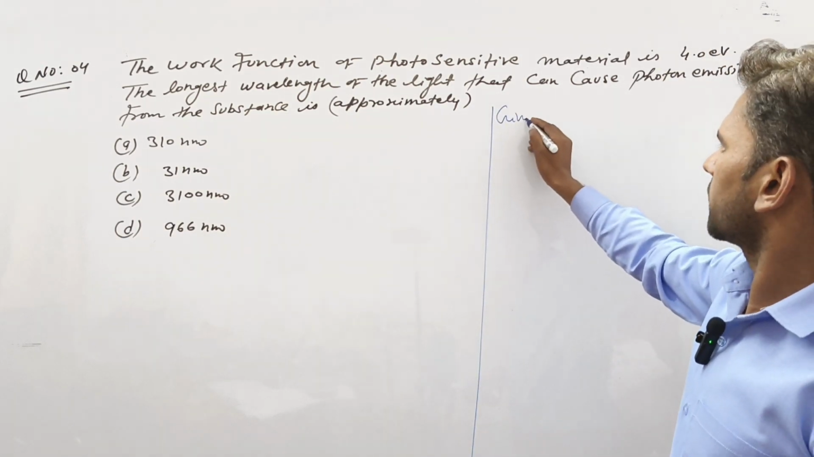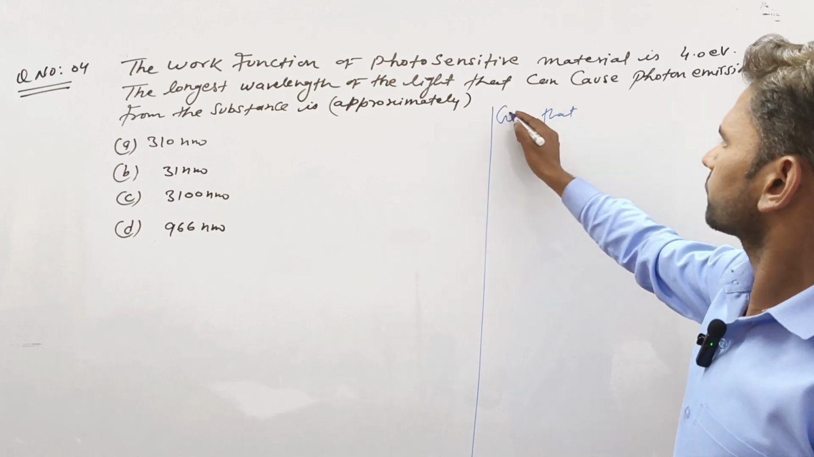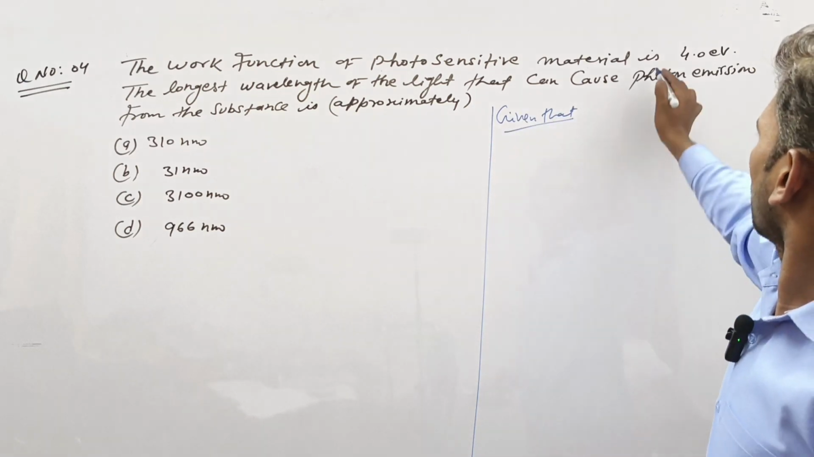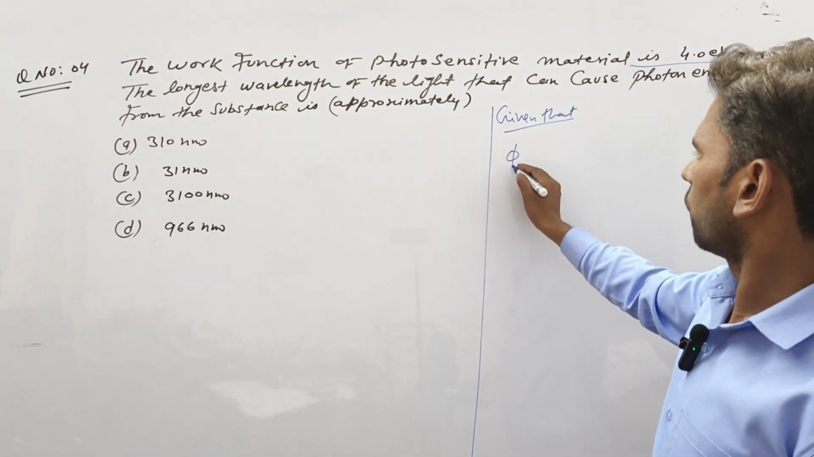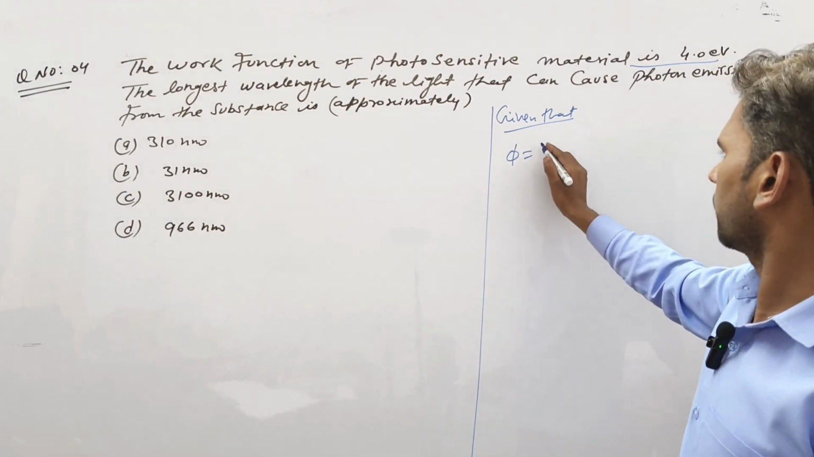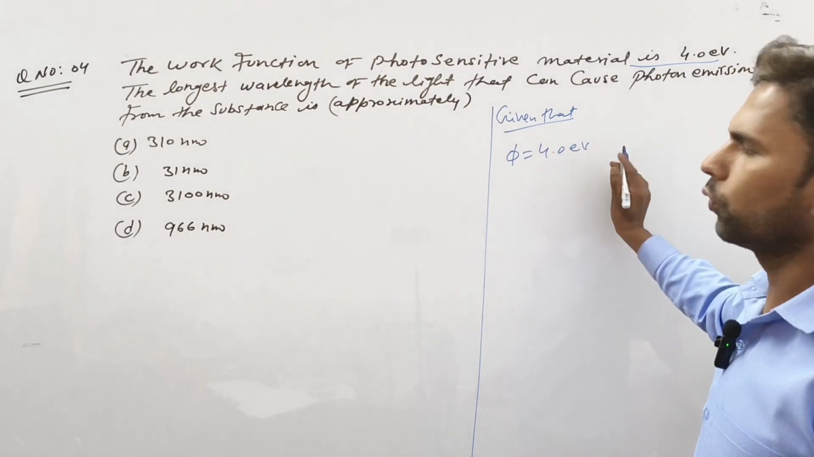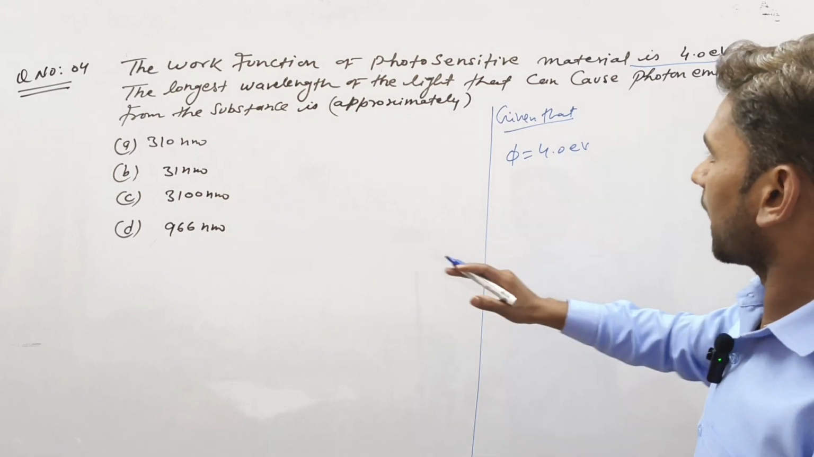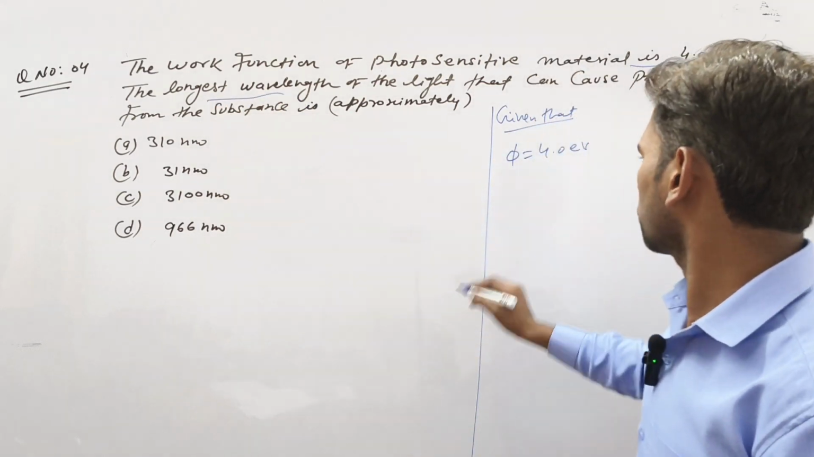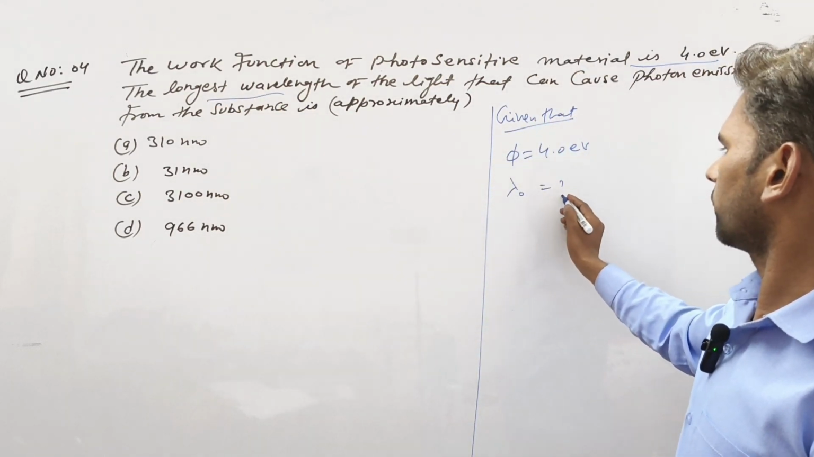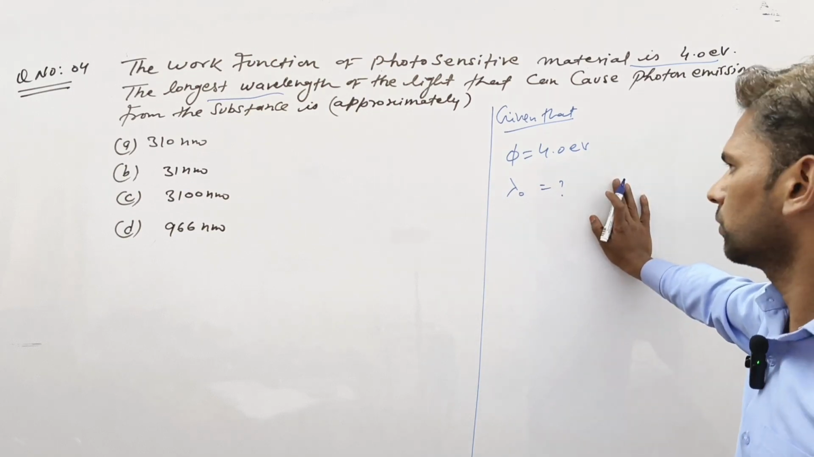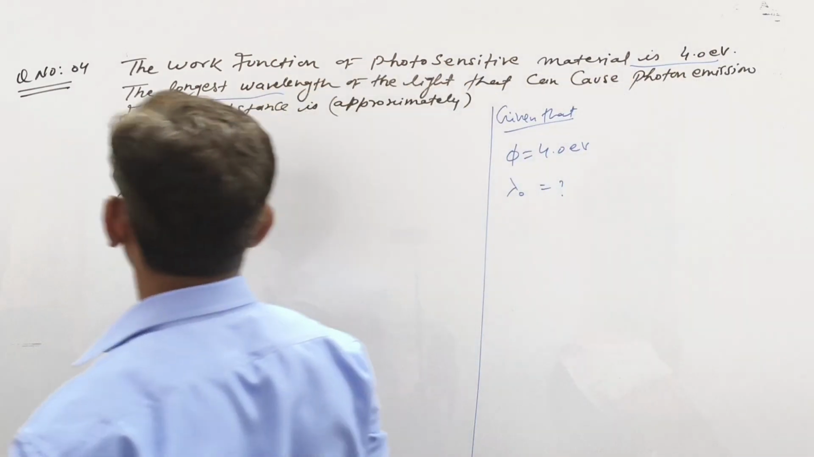First you will mention what is given. Given that the work function, denoted by phi, is 4.0 electron volt. And they are asking for the longest wavelength. So we need to find lambda naught, that is the longest wavelength. So how can we solve this problem?